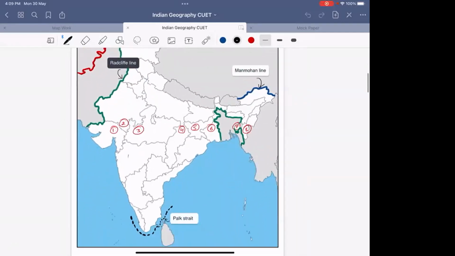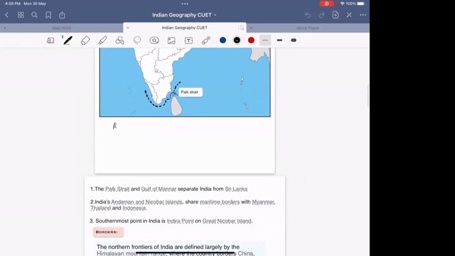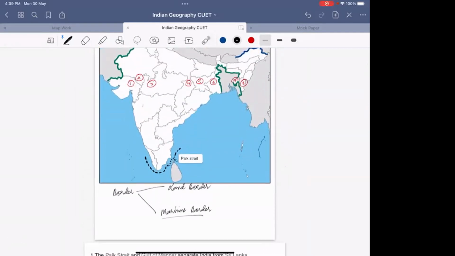Okay, so we will start with India. First of all, there are two types of borders that you have to keep in mind when we talk about borders. The first one is land borders, and the other one is maritime border. A maritime border is when you share a border with the water body of another country. If you look at this area, it is Indonesia and Thailand. India shares its maritime border with Indonesia and Thailand.